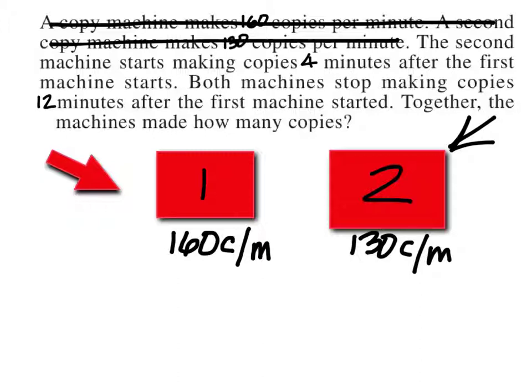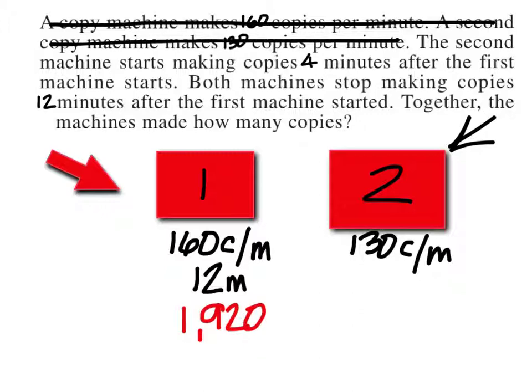How long did the first machine run for? 12 minutes, and that's very important because if you understand that, then the rest of the problem becomes easy. So if the first copy machine makes 160 copies per minute and it runs 12 minutes, then how many copies did the first machine make? 1,920.